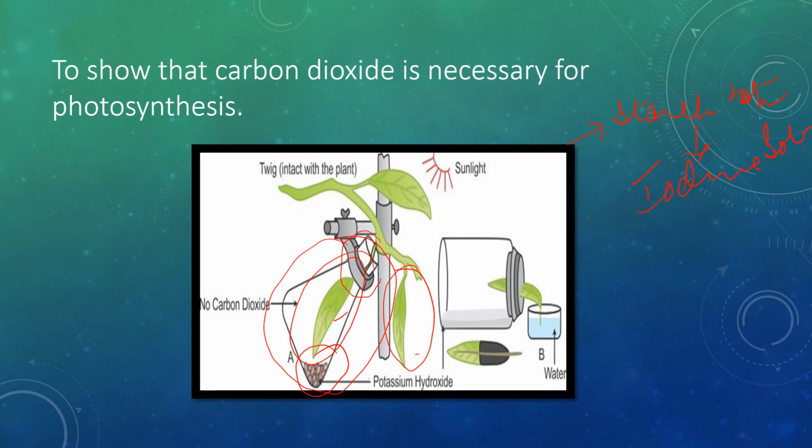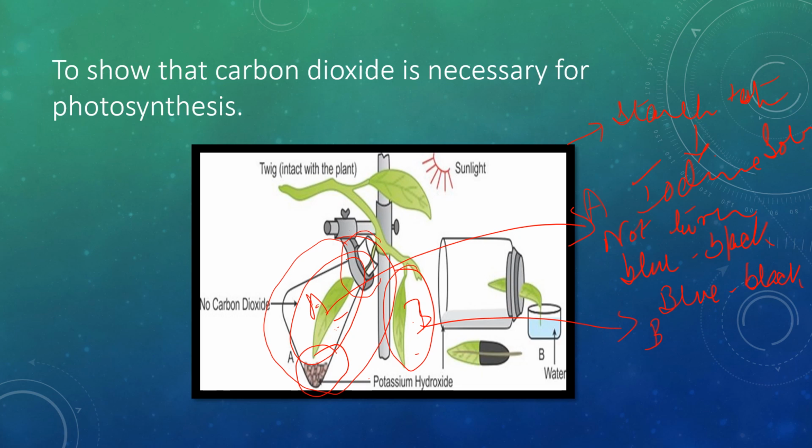So we will observe that the leaf in the conical flask is not turning blue black. So the leaf in the conical flask will not turn blue black. Why? Because no photosynthesis has occurred in this leaf. Whereas the other leaf will respond to this iodine test and turn blue black. So presence of starch is there in this leaf, whereas absence of starch in this leaf. Suppose this is A and this is B. So in A it will not turn blue black, so absence of starch, whereas in B presence of starch.